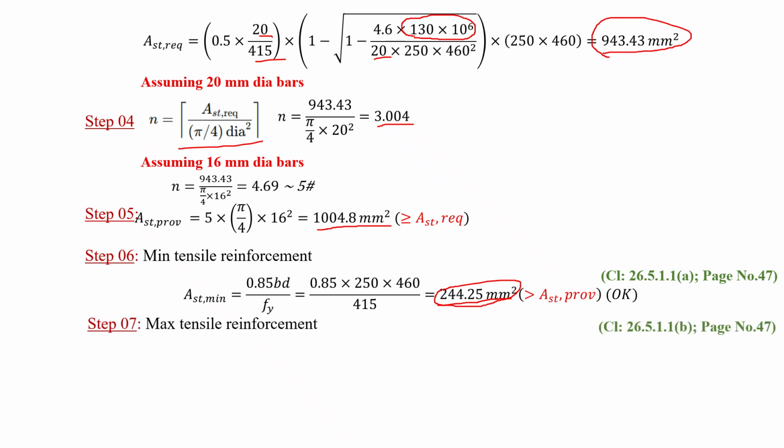Now we also need to check for the maximum tensile reinforcement. The maximum tensile reinforcement clause is given in the same clause, 26.5.1.1b, page number 47, saying that the maximum area of tensile steel reinforcement that should be provided is 4% of the overall cross-sectional area of the beam. So it is 0.04 into B into capital D, the overall depth. I am substituting the values of B and D. As you can see, the maximum reinforcement I can provide is 5000 mm square. Since what I have provided is lesser than this, this is also safe.